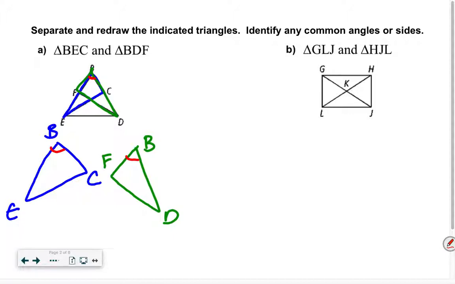Alright, let's separate and draw here. We got this triangle GLJ and this triangle HJL.